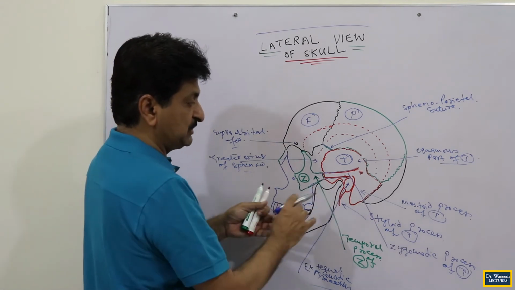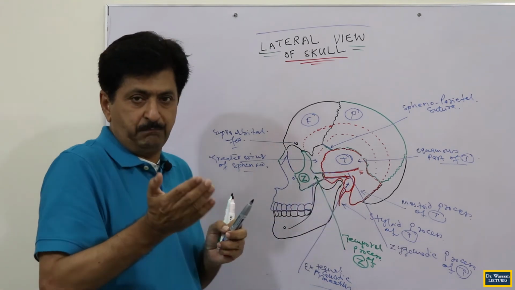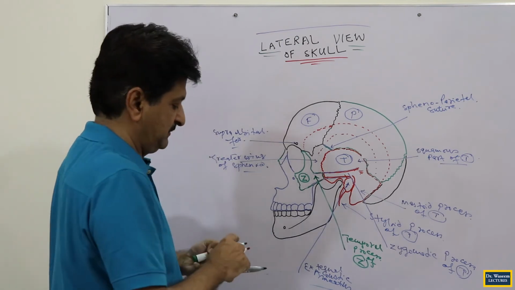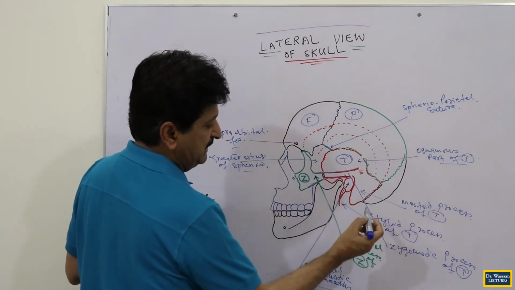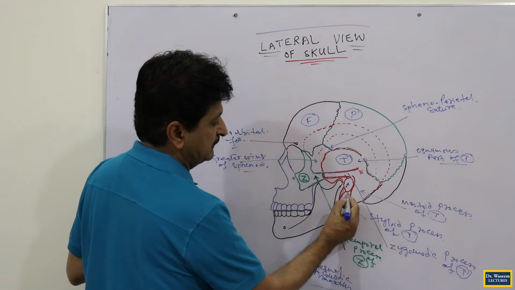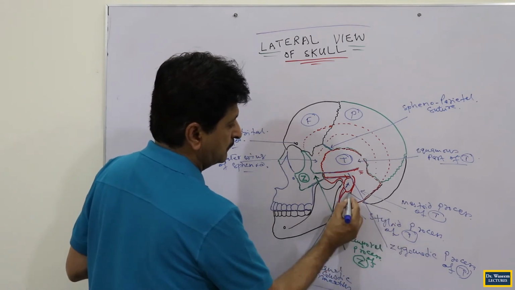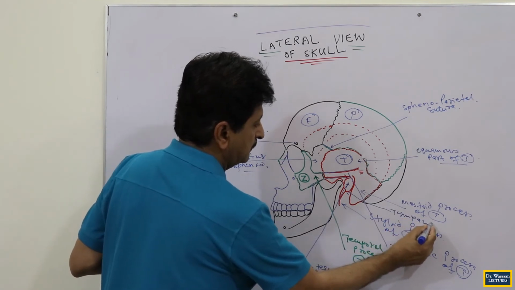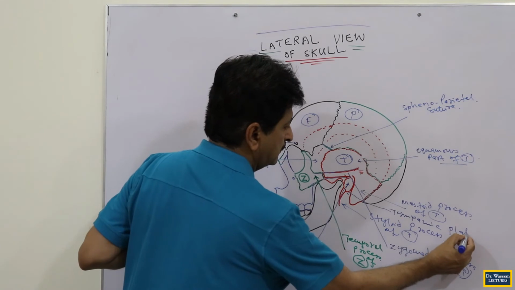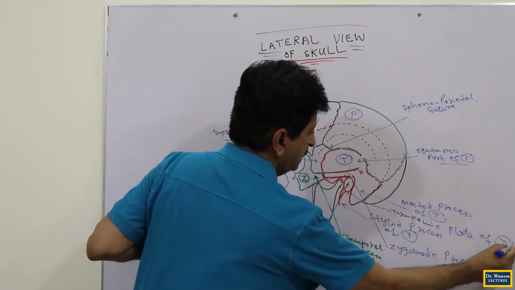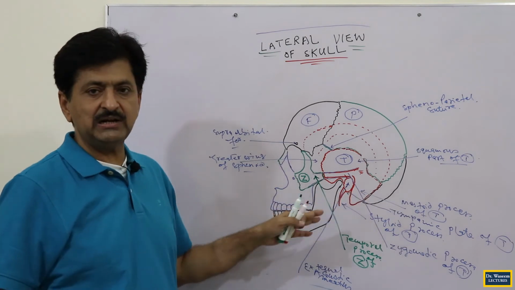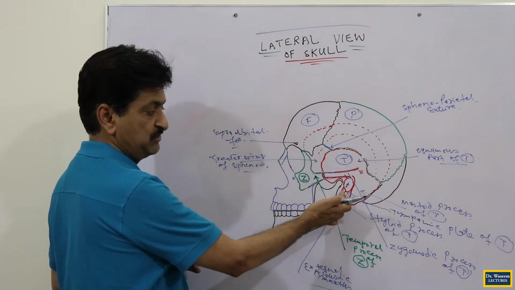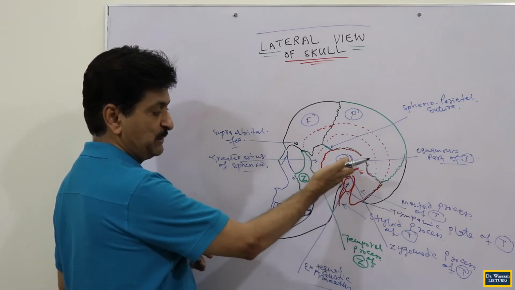But this external acoustic meatus will have actually here a plate which is actually binding it from inferior side here. This is called tympanic plate, again of temporal bone. So here will be the tympanic plate of the temporal bone. So you can see here temporal bone has a lot of processes and ramifications here. See, this is the mastoid process, styloid process, tympanic plate, external acoustic meatus is common part of temporal bone.